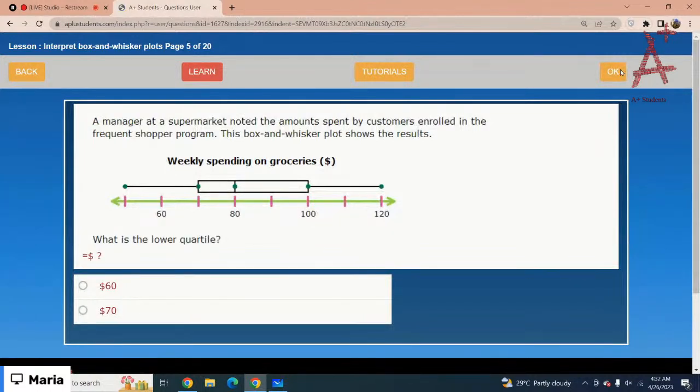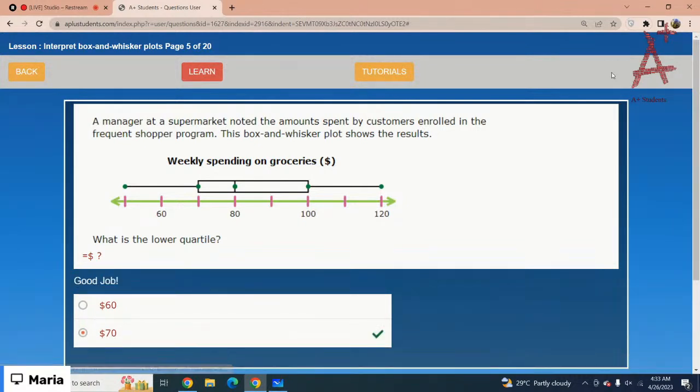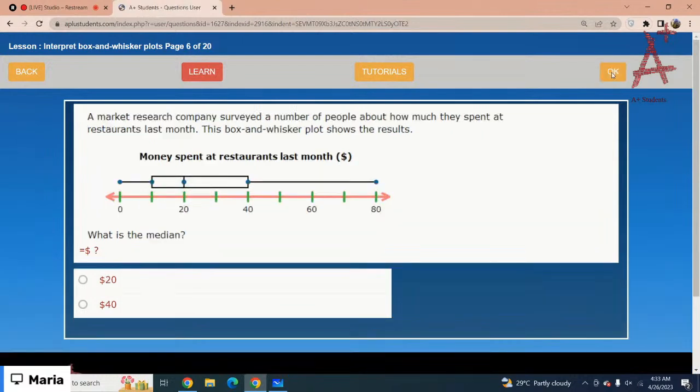A manager at a supermarket noted the amount spent by customers enrolled in the frequent shopper program. This box and whisker plot shows the result. What is the lower quartile? Lower quartile is $70. 70 it is, not 60.